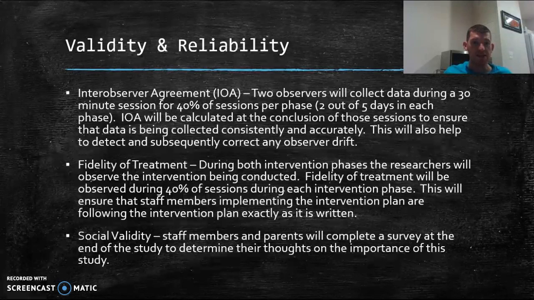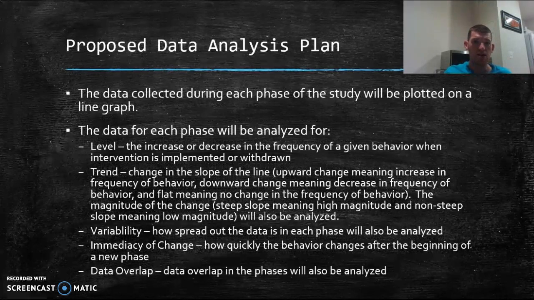Social validity. Staff members and parents will complete a survey at the end of the study to determine their thoughts on the importance of this study. So this is the proposed data analysis plan. Data will be collected during each phase of the study and be plotted as points on a line graph. There'll be dividers between each phase, so there'll be a line graph for phase 1, then a divider, then plotted points and a line connecting them for phase 2 and phase 3 and phase 4.